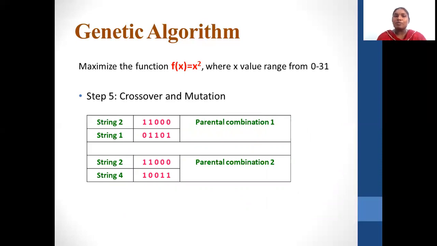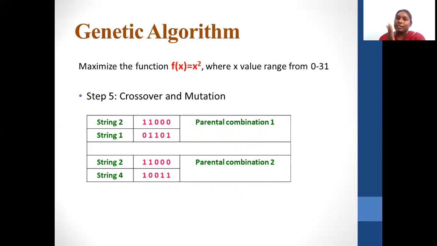So once this is formed, what is the next step? We have to go for crossover or mutation. So please make a note of it. Whenever we are at the starting point, you have so many crossovers. The mutation rate is very low.